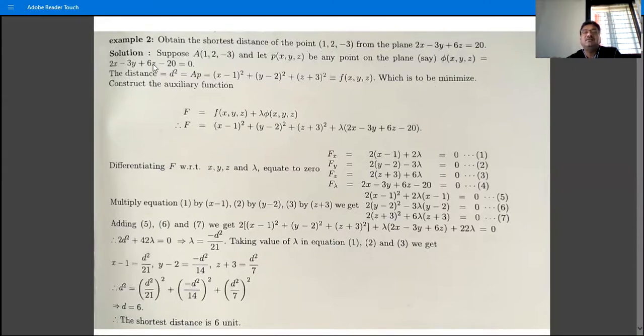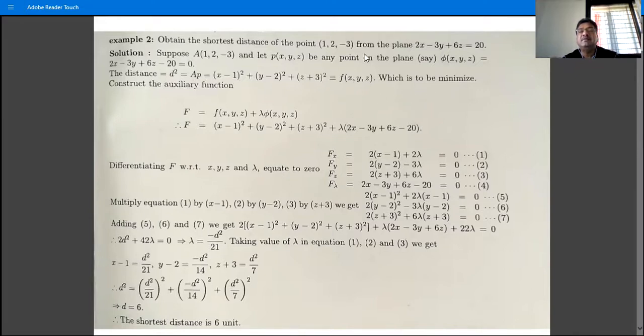Phi(x, y, z) is 2x minus 3y. That is, (x, y, z) is the required point. Suppose the point is on the plane. Then the distance of the point (x, y, z) from the point (1, 2, -3) is d, root of (x minus 1) square plus (y minus 2) square plus (z plus 3) square. Actually d is in a root, but for d square, take the square of both sides, and this is f(x, y, z), which is to be minimized.